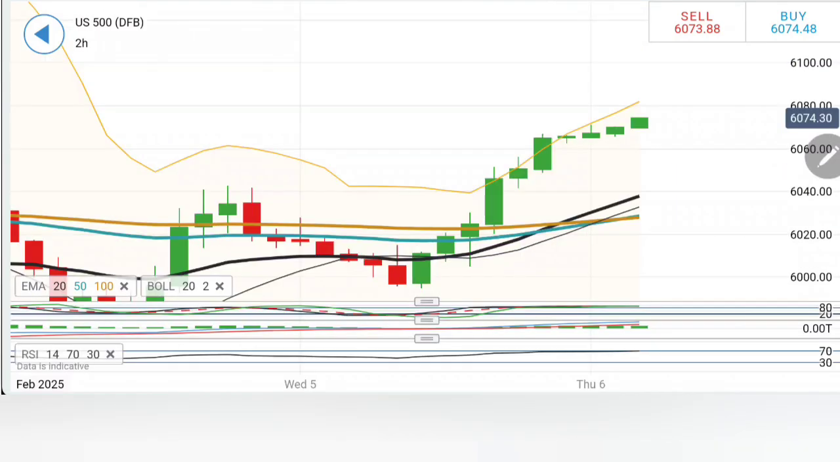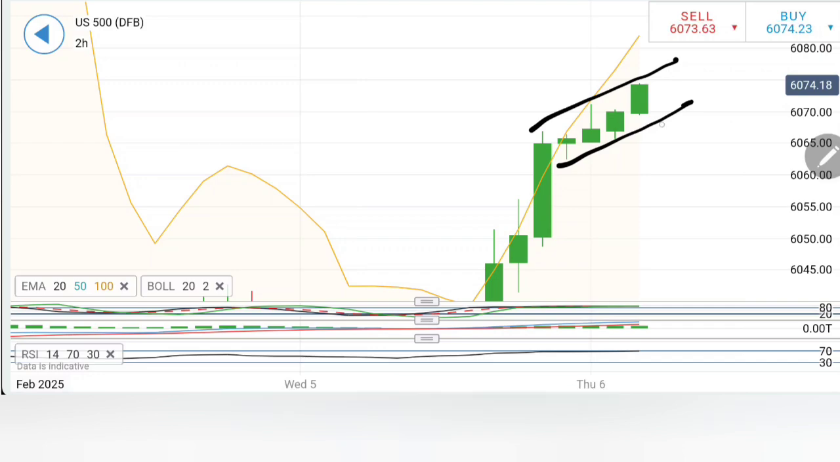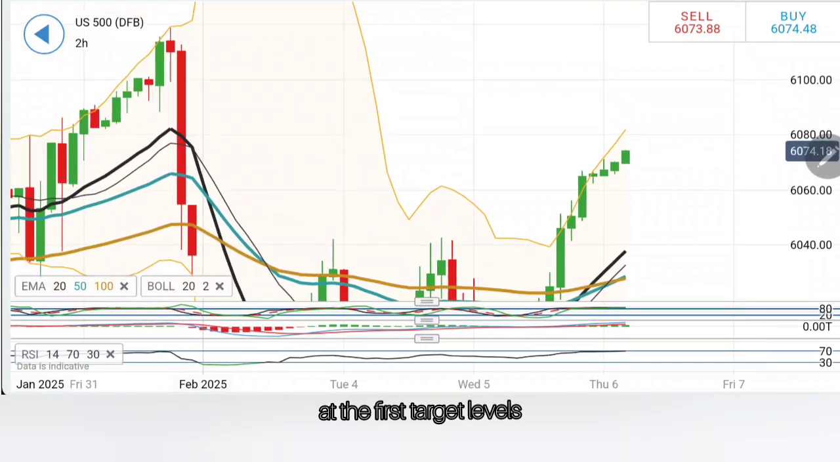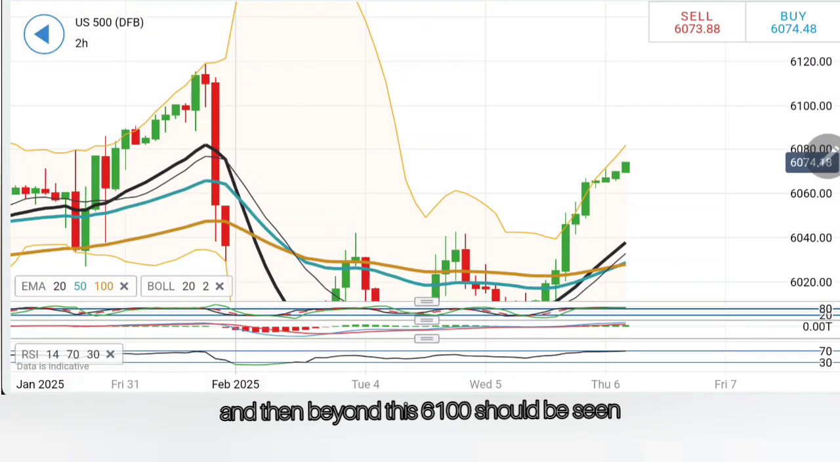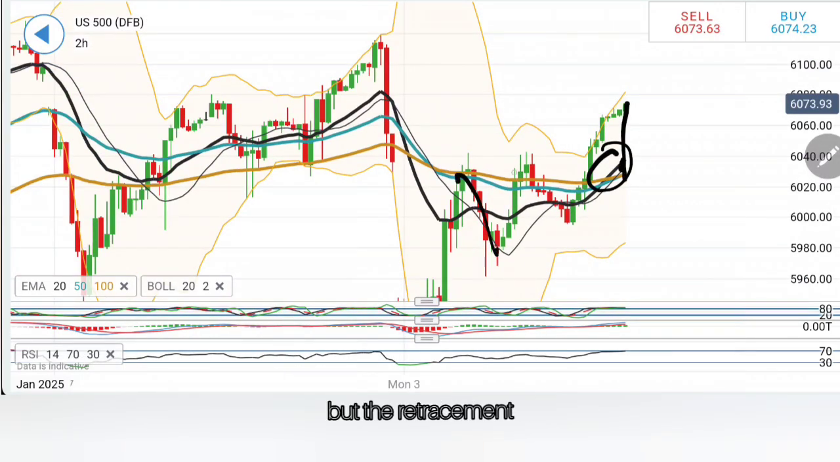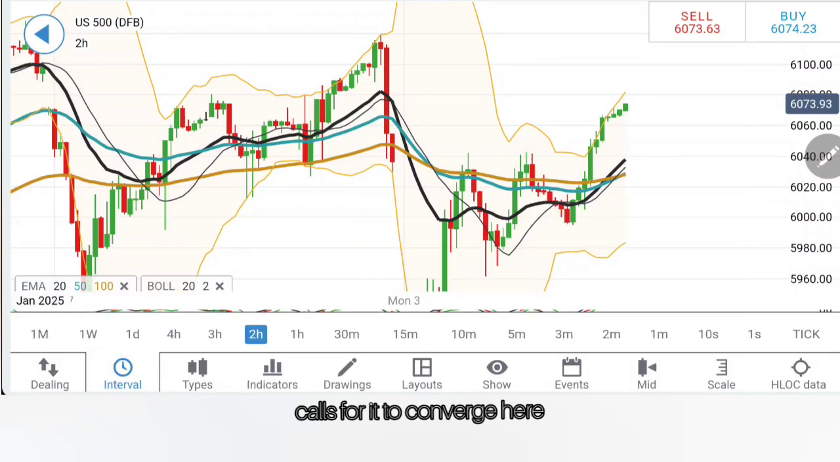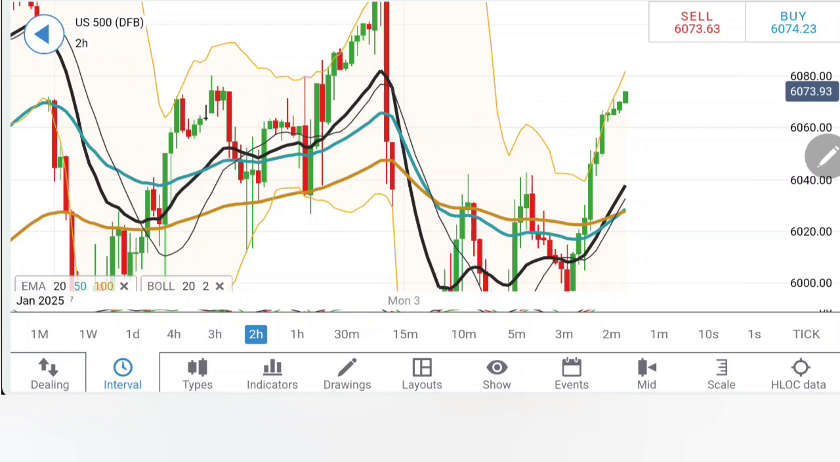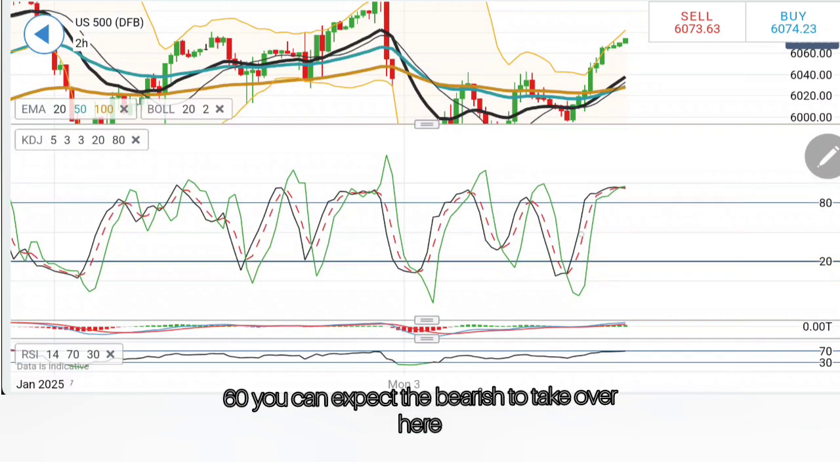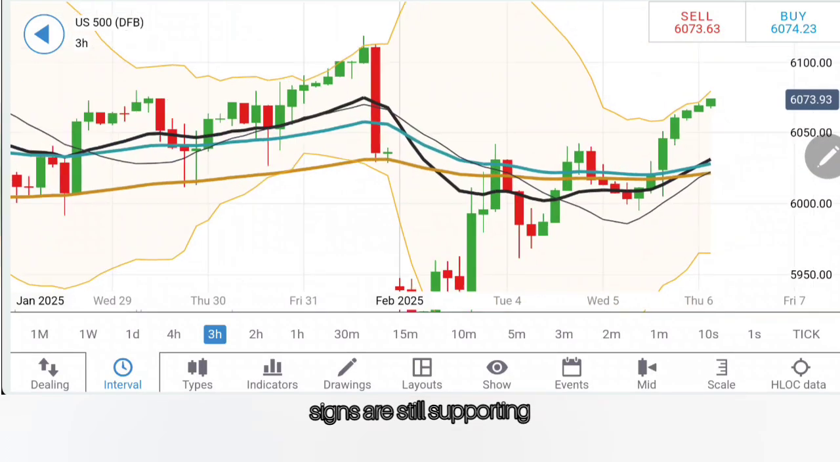On the 2-hour chart, see increasing body size suggests increasing bullishness, higher highs, higher lows. So now once it stays beyond 6076, you can expect 6080-6085 as the first target levels, and then beyond this 6100 should be seen. Moving average is crossing over here, a very good sign for the bulls, but the divergence of the price from the moving average calls for it to converge here, and thus once you see it staying below 6065-6060, you can expect the bears to take over here. The stochastic overbought, the MACD rising, the RSI rising, signs are still supportive of further rise.